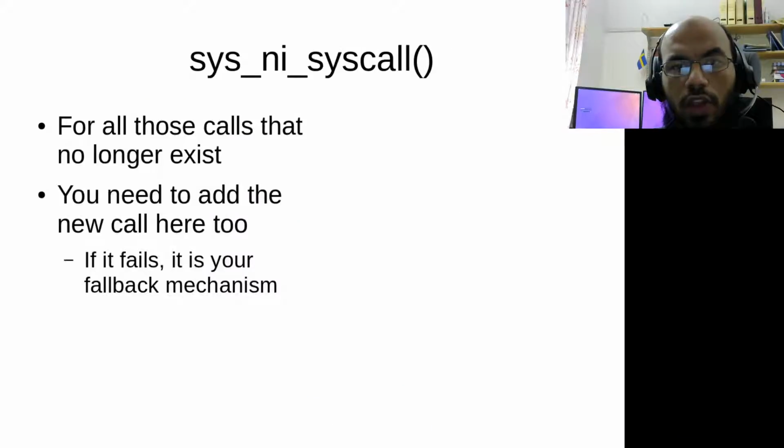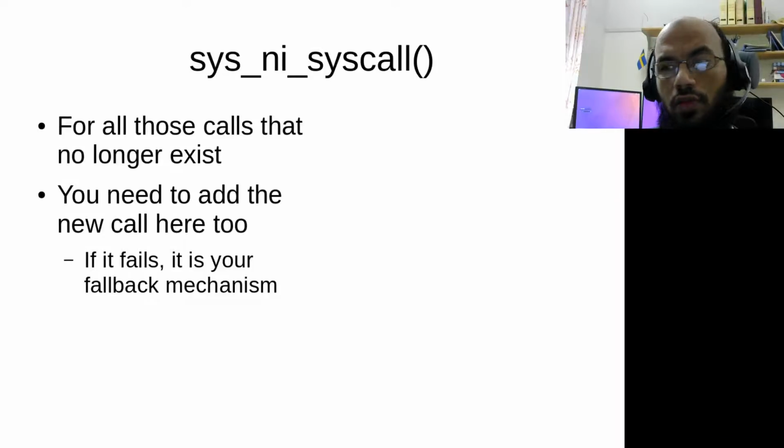But when you define a system call, you also need to define sys and add it to sys_ni_syscall, which is a place to put all those calls that no longer exist. So if you, as a kernel developer, go on the Linux kernel list and decide with Linus Torvalds and the other guys that we do not want this system call anymore, we should remove it.